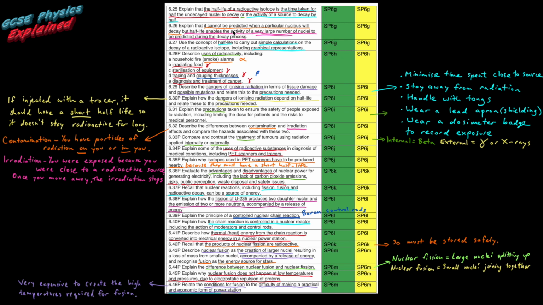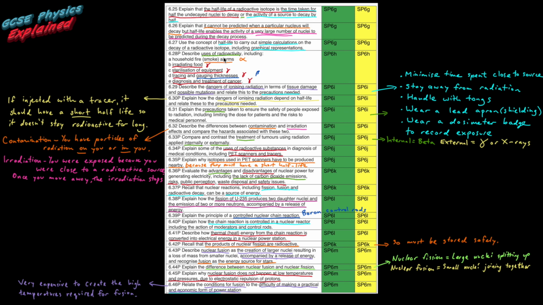Explain that it cannot be predicted when a particular nucleus will decay, but the half-life enables the activity of a very large number of nuclei to be predicted during the decay process. So in other words, you can't tell when one little decay is going to happen, but you can average it if you've got a large number of decays happening. Use the concept of half-life to carry out simple calculations on the decay of a radioactive isotope, including graphical representations. I'm not going into the detail of that. You'll have to watch my half-life video.